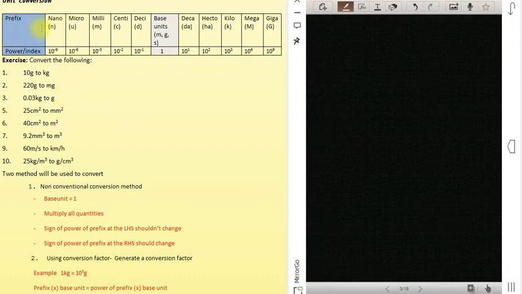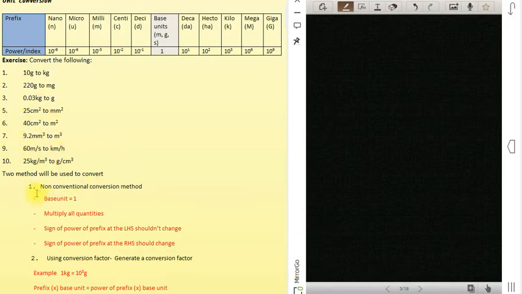Now some of the prefixes we have here are nano, micro and so on. And the powers of the prefixes are this. For instance, the power of hecto is 10 to the power of 2. The power of kilo is 10 to the power of 3. Okay, we are going to use two methods here to convert some of these quantities.